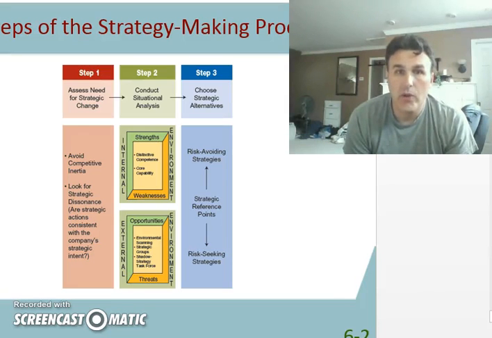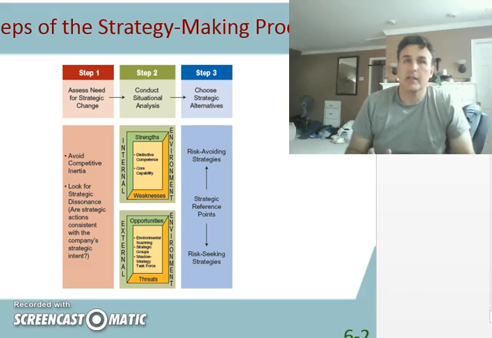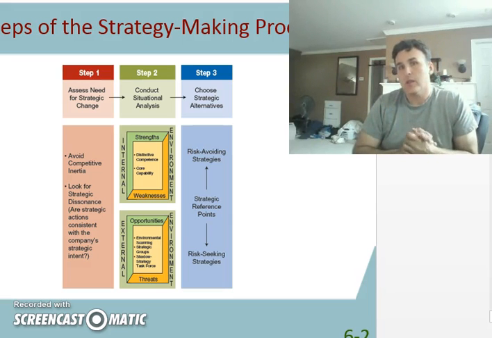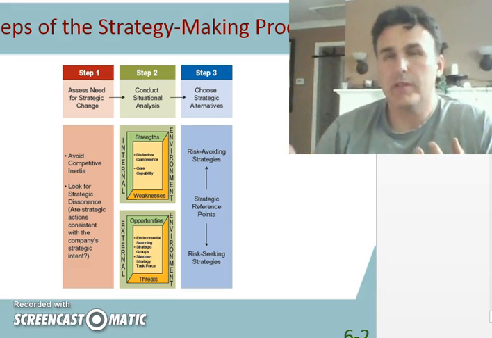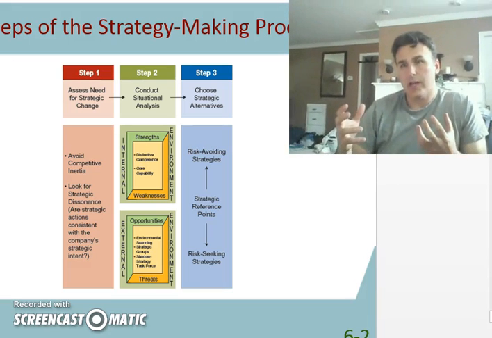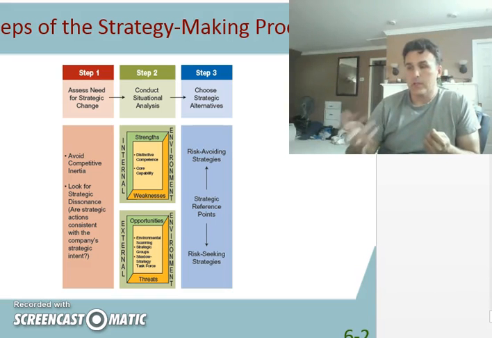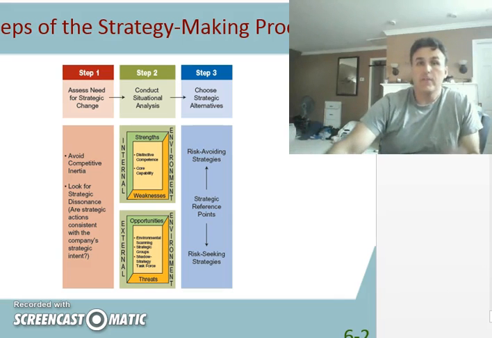Part 2. Here we are in the 3 steps of the strategic management process. So now we're looking at how do we strategize, how do we look at our company in such a way that we can evaluate it effectively and then position it so that, again, we add more value for our customers and we are competing in a market that is favorable to us to help us get sustainable competitive advantage. And the first step is assess the need for strategic change.